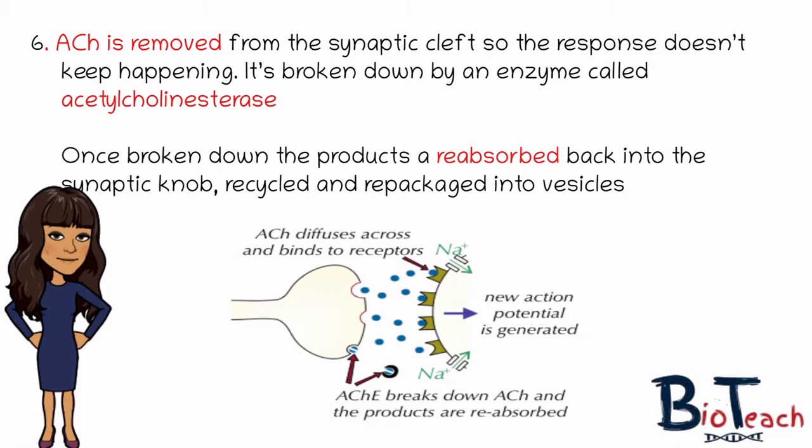And essentially what we've got is an enzyme called acetylcholinesterase, which will break down the ACh and will allow the products of that breakdown to be reabsorbed back into the presynaptic knob. They'll be recycled and repackaged into vesicles for the next action potential to arrive whenever it does.